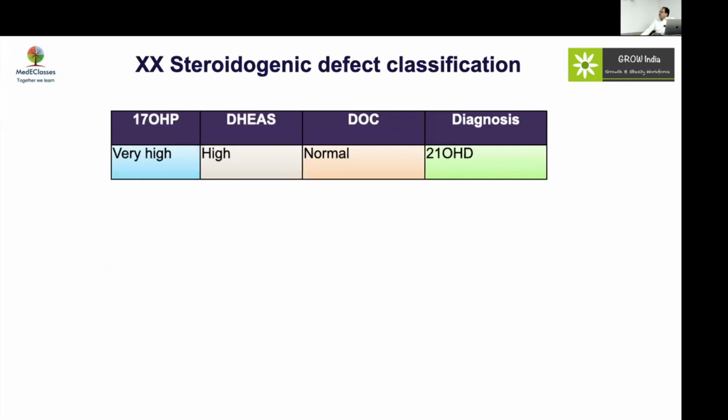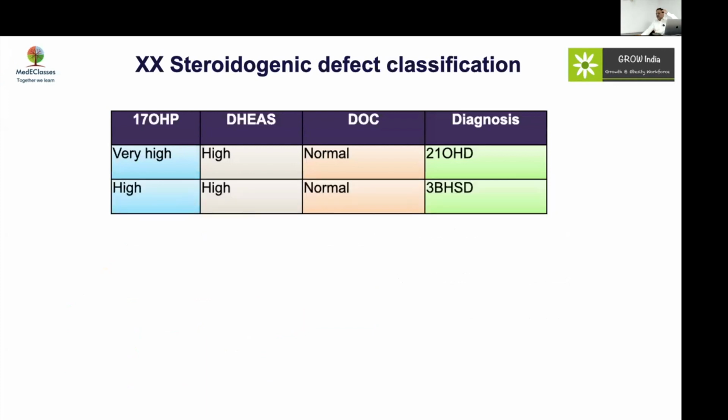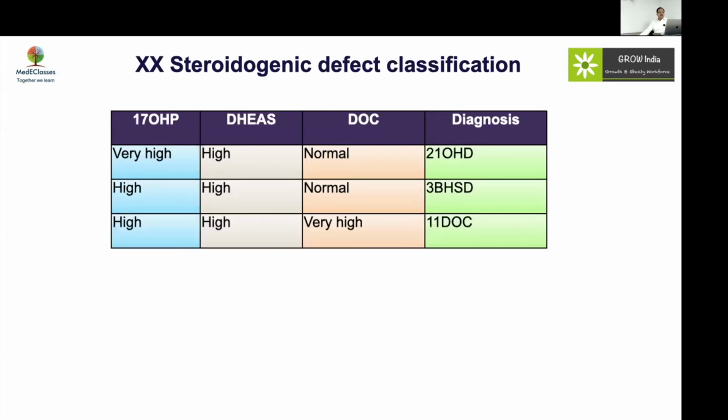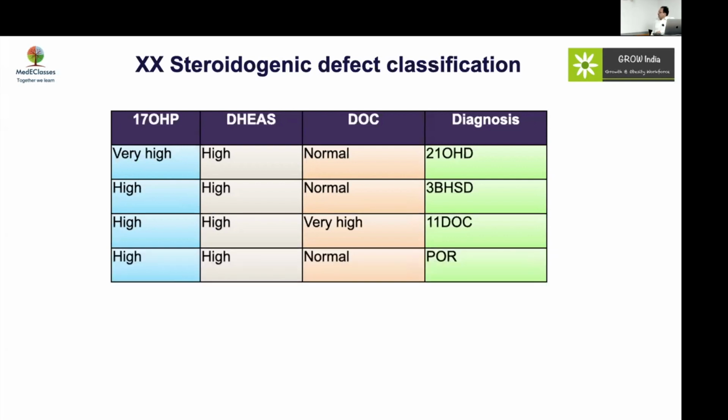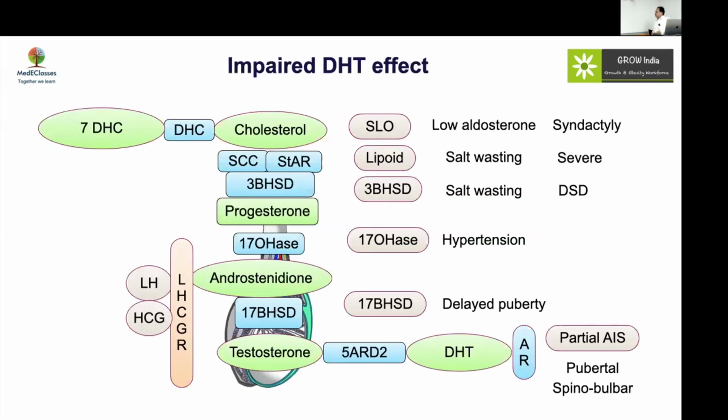So if you now summarize, if your 17-OHP is more than 100, don't bother about anything else. This is 21-hydroxylase. If your 17-OHP is high, DHEAS is also high and DOC is normal, so we're talking about 10 to 100 nanogram per ml 17-OHP, this is 3-beta-HSD. If you have 10 to 100 17-OHP, high DHEAS, but very, very high deoxycorticosterone, you're dealing with 11-hydroxylase in that setting. And you can also have a variation of POR, which may happen in that situation.